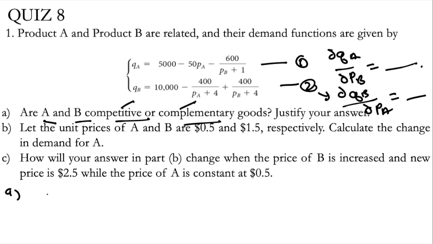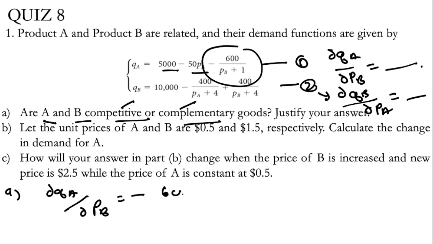Let's look at A. Quantity A, delta QA over delta PB. This one becomes 0, isn't it? Because there is no PB. When we differentiate, this one becomes 0. Now, this one becomes minus 600 because it is a constant. Then this one is actually equivalent to minus 600 times PB plus 1 to the power of minus 1, isn't it? It can also be rewritten this way.